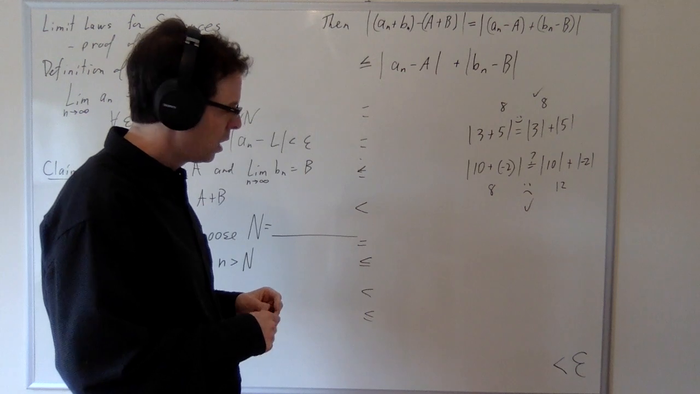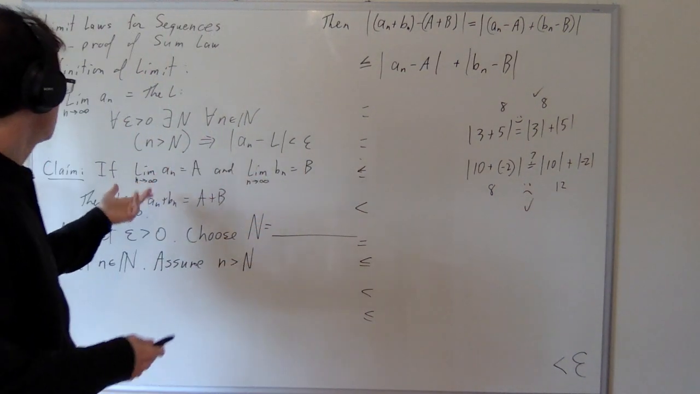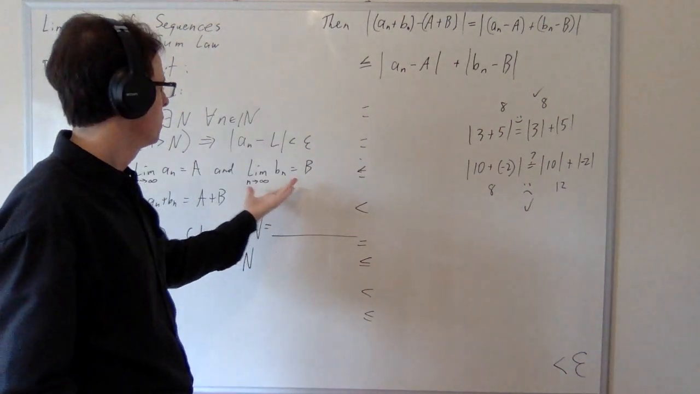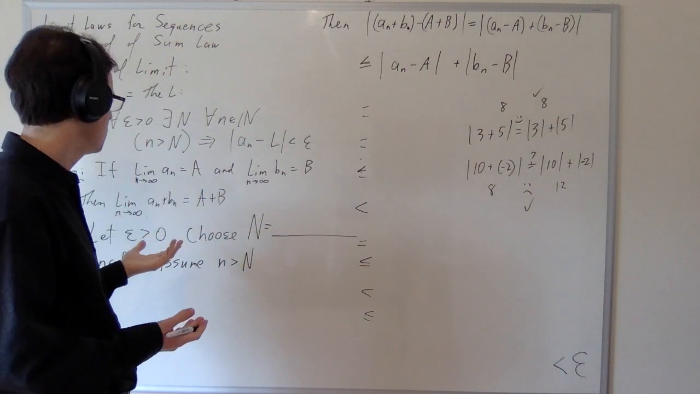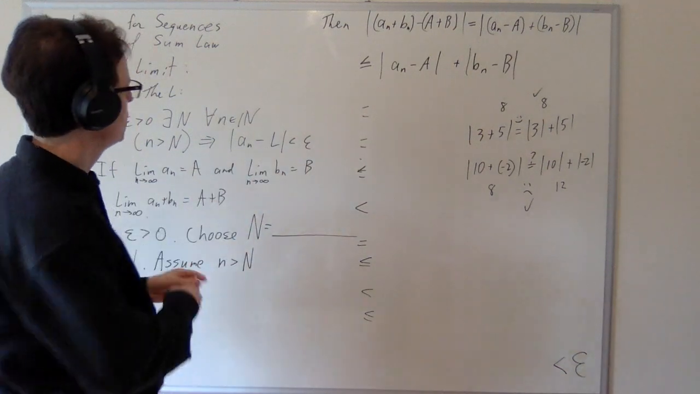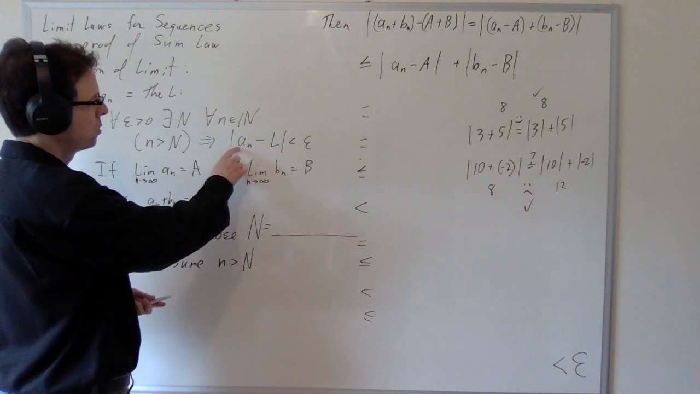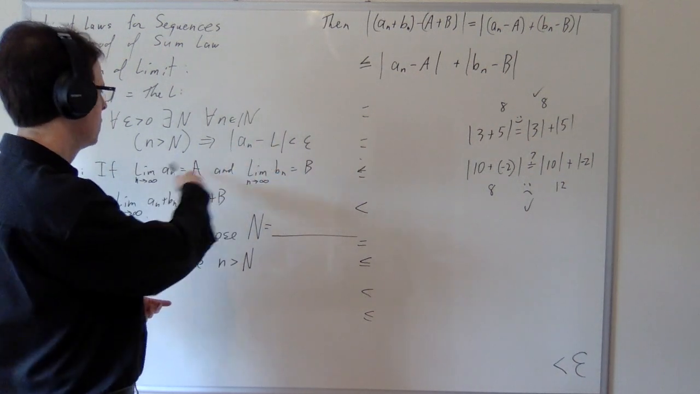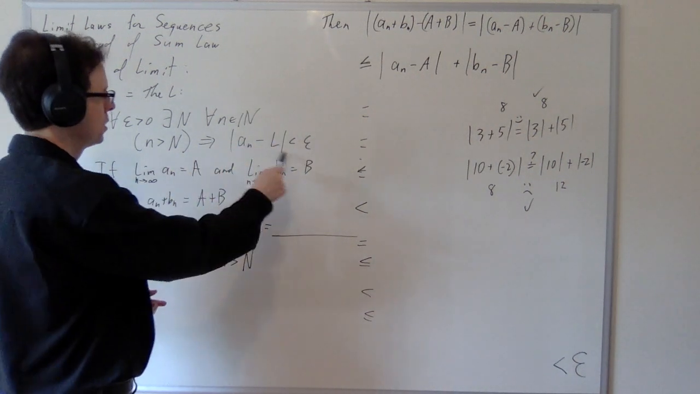Now, we haven't yet used our assumptions here that the limit of an is equal to a and the limit of bn is equal to b. Those assumptions are surely going to come into play eventually. How will they come into play? They'll come into play because they'll allow us to control terms like an minus a and bn minus b in the definition of these limits.